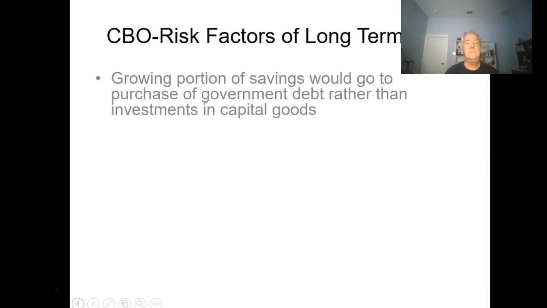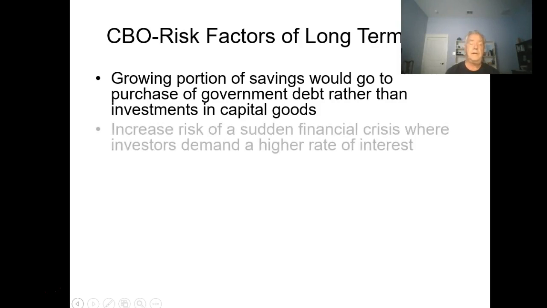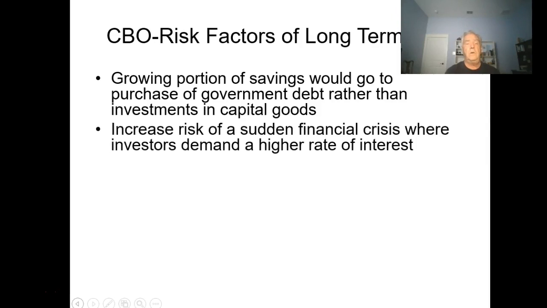CBO took a look at some of the problems. They said, you know what, you got to do something about it, because if you don't, the money that we have, the savings, we're going to have to use it to purchase back government debt rather than invest in capital goods and businesses and technology. We also increase the risk of financial crisis, because what will happen if we have to do that and we have to use all our money to pay down that debt, we are going to demand a higher rate of interest to do that. And by demanding a higher rate of interest, we increase the debt load.